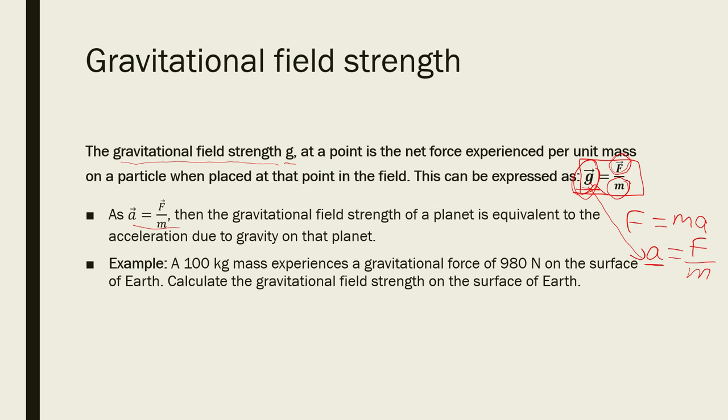So, for example, a 100 kilogram mass experiences a gravitational force of 980 newtons on the surface of Earth. Calculate the gravitational field strength. So the gravitational field strength would simply be the force experienced per unit mass. So it's going to be the 980 newtons divided by the 100 kilogram mass, which is 9.80 meters per second squared, or newtons per kilogram.